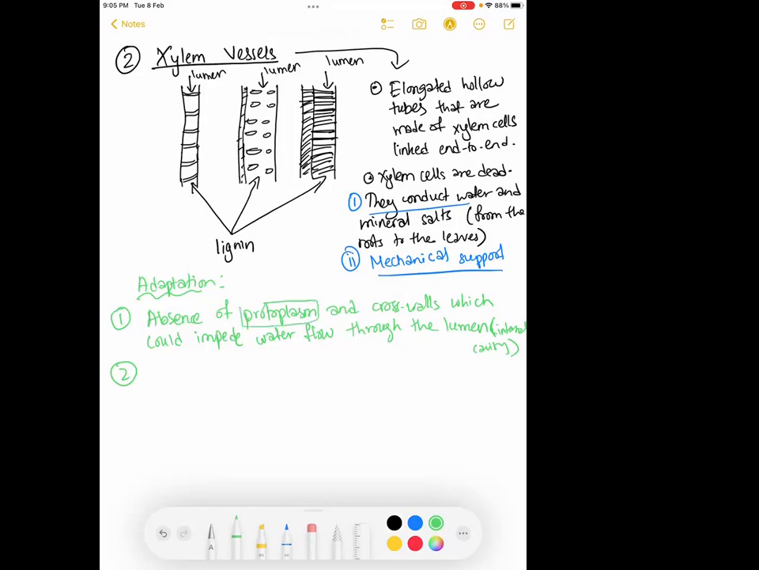Yeah, you're right. So protoplasm এর মানেটা কি? Protoplasm হচ্ছে the living part of the cell. So the living part of the cell includes what? The cytoplasm, the nucleus, the mitochondria, and also chloroplast. Everything, these are all included in protoplasm.